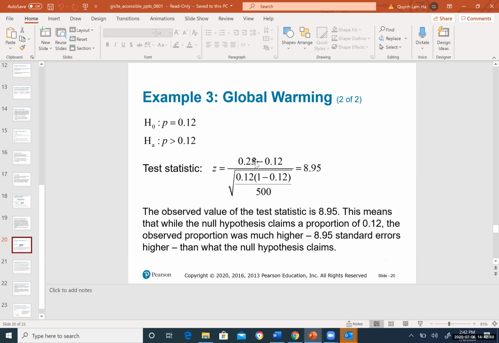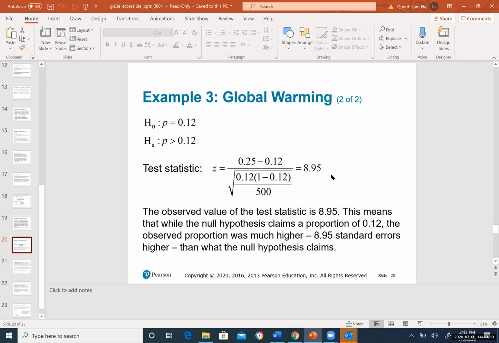P hat is 0.25 minus 0.12 divided by SE. SE will be the square root of 0.12 times 0.88. If you take 1 minus that, I believe it's 0.88. Divided by 500, you take the square root, and you get the value 8.95. 8.95 is a huge number, right?